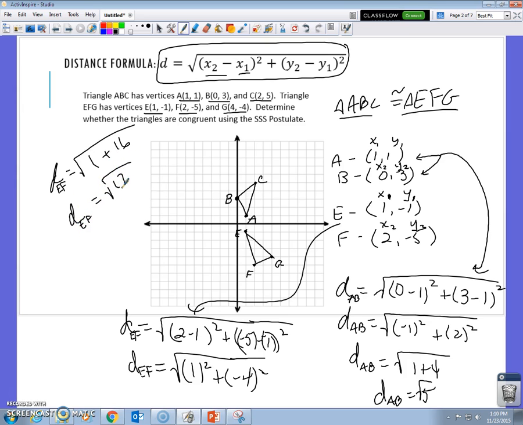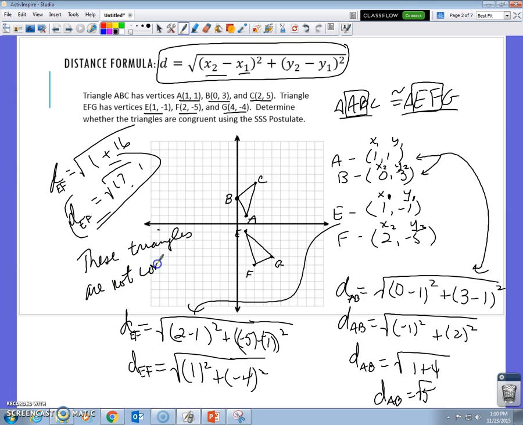If I'm trying to prove the side-side-side postulate and prove that these triangles are congruent, obviously they will not be congruent, because in my congruence statement it says AB should equal EF. In this case, my AB distance, my segment length, is root 5, and my distance for E to F is root 17. So these triangles are not congruent.